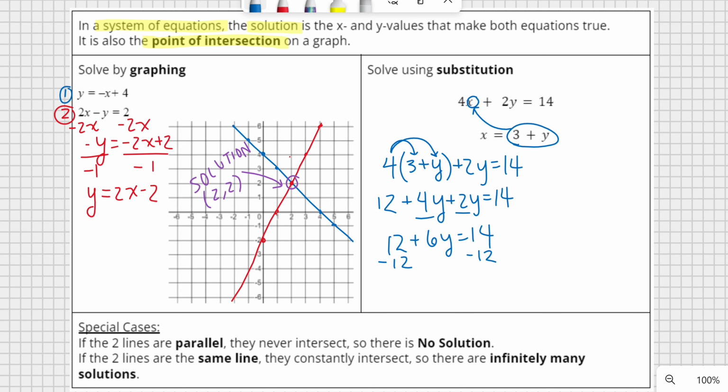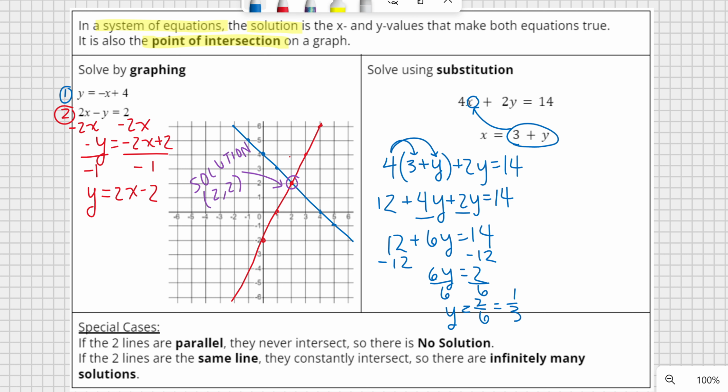So then I would have 6y equals 14 minus 12, which is 2. y is being multiplied by 6, so I want to undo that. I'm going to divide both sides by 6. So y is equal to 2 over 6. That fraction can be simplified to 1/3.